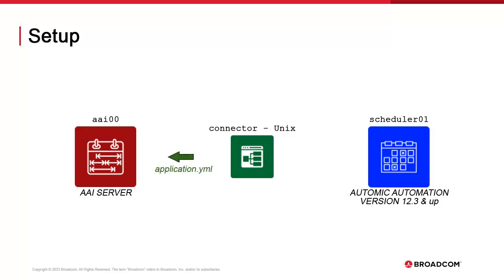Once installed, we have to configure the connection to the AAI system in a file called application.yaml. We'll check the log to establish that the connector framework is talking to the AAI server. Then we'll head to the AAI web UI and set up our connection to the Automic Automation server. AAI acquires the data using the REST API.